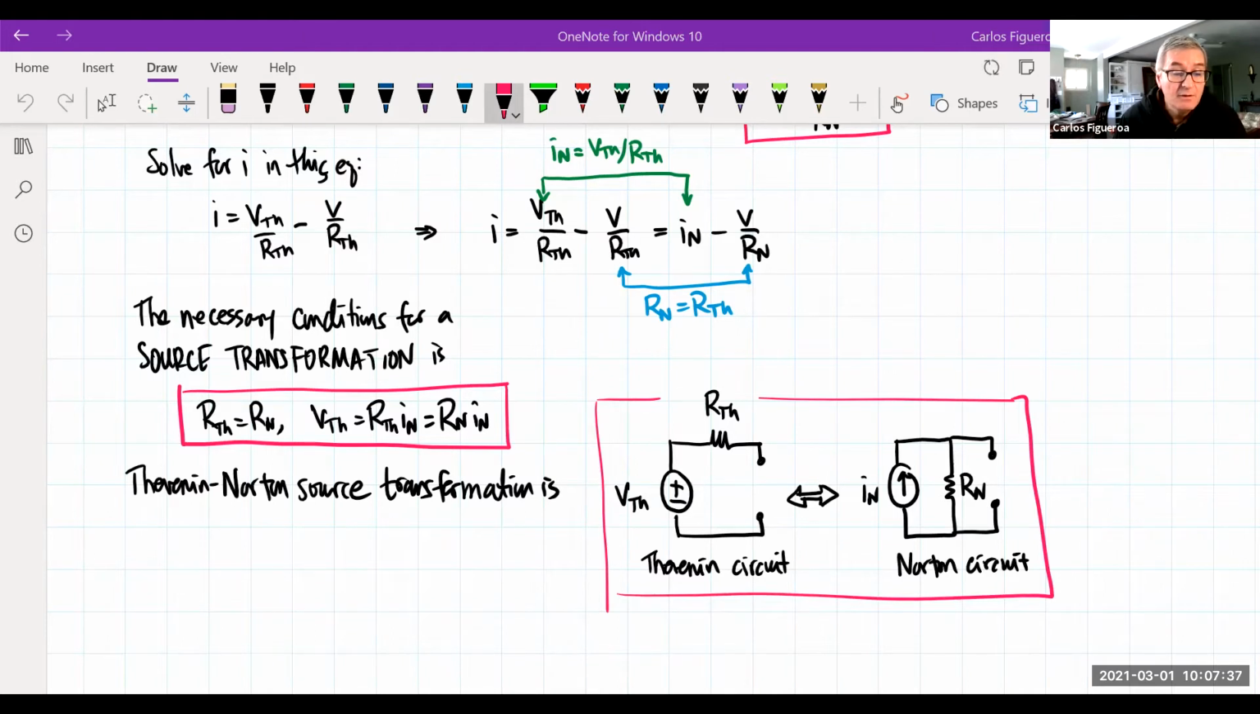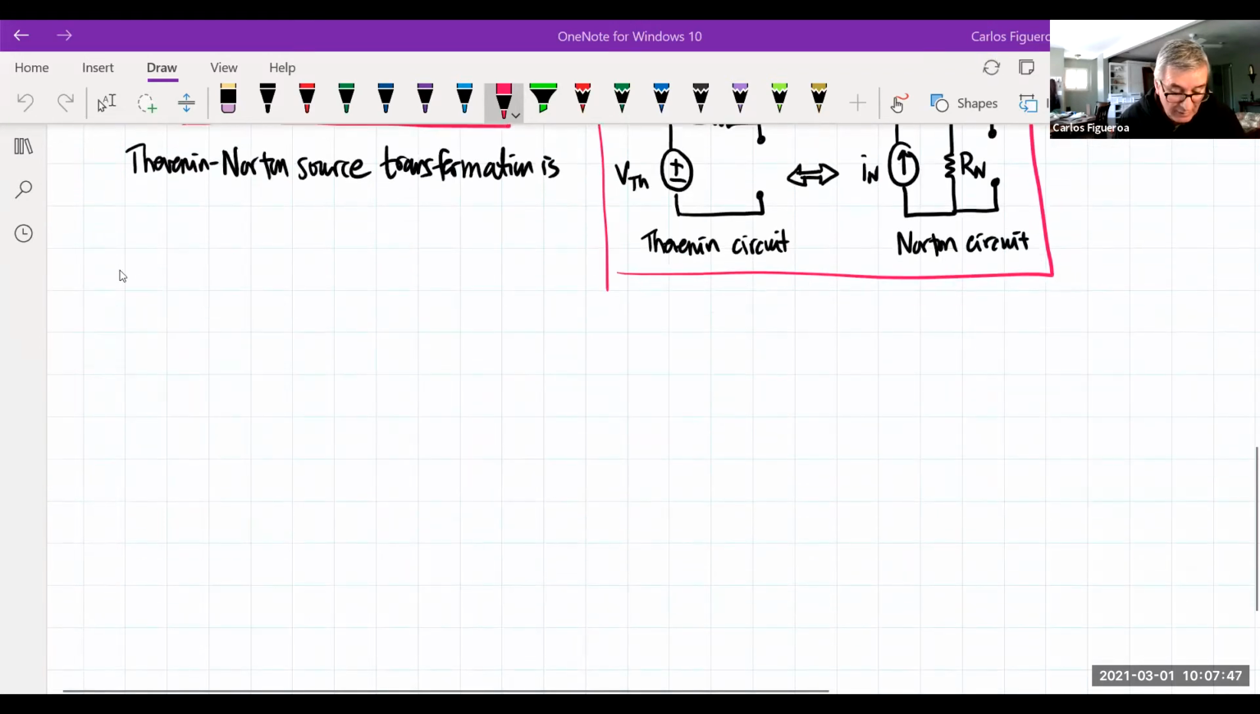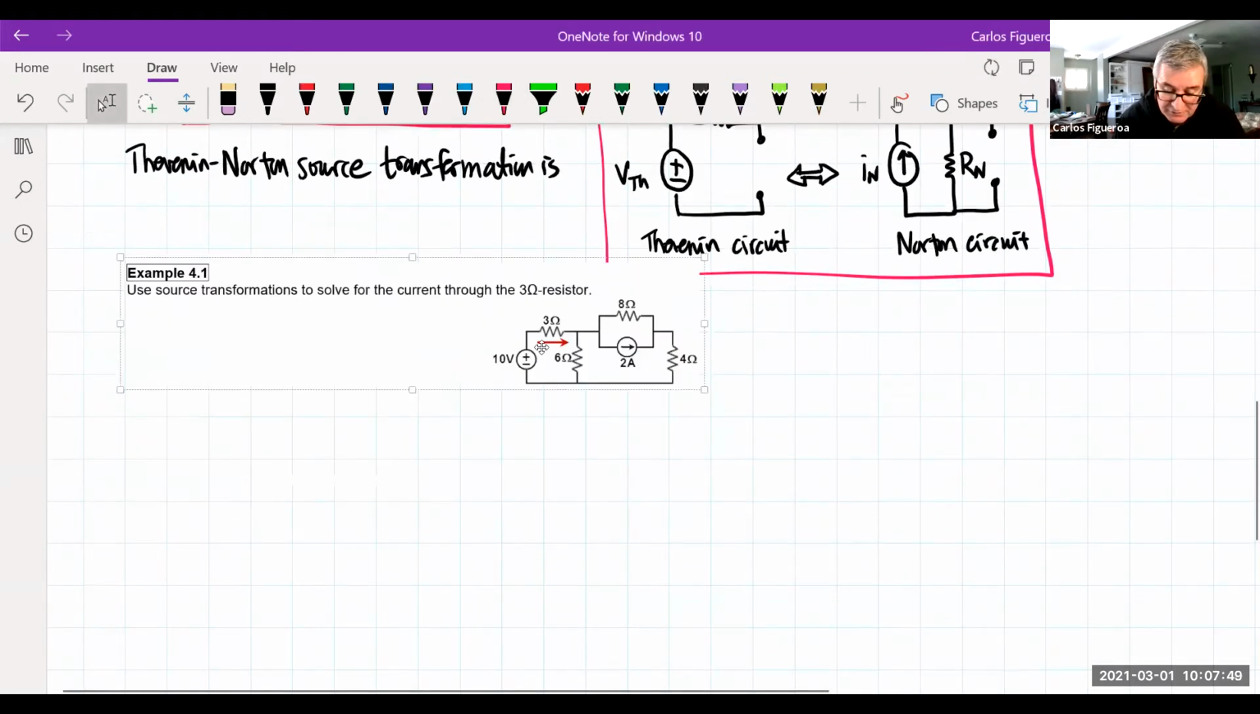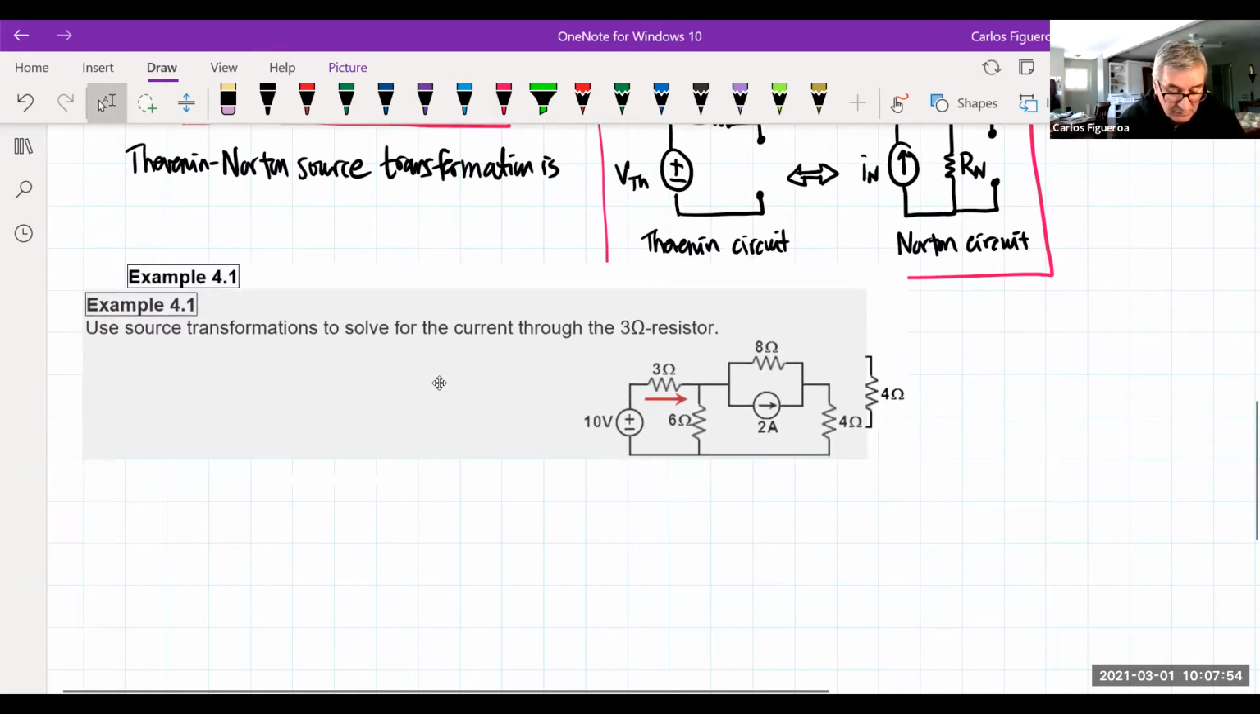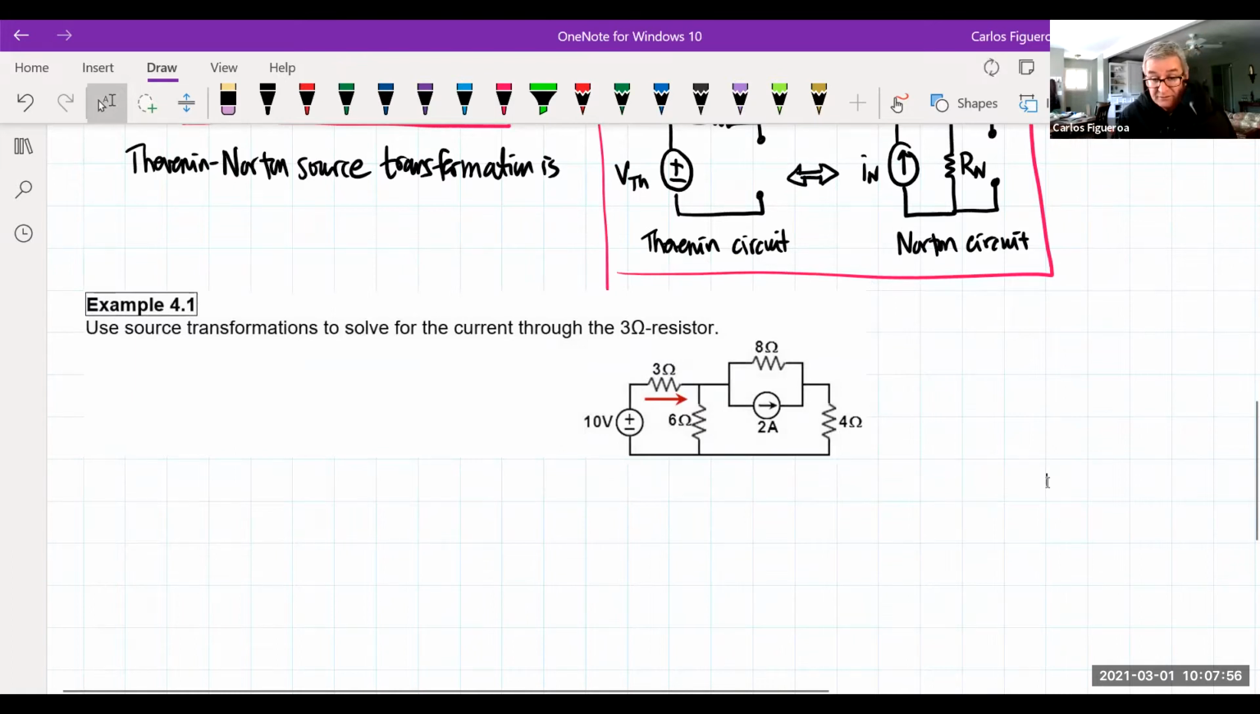So let me go get the circuit that I want here, and let's go practice this. I want to apply source transformations to actually solve this circuit. So here's our example that we want to apply this to.